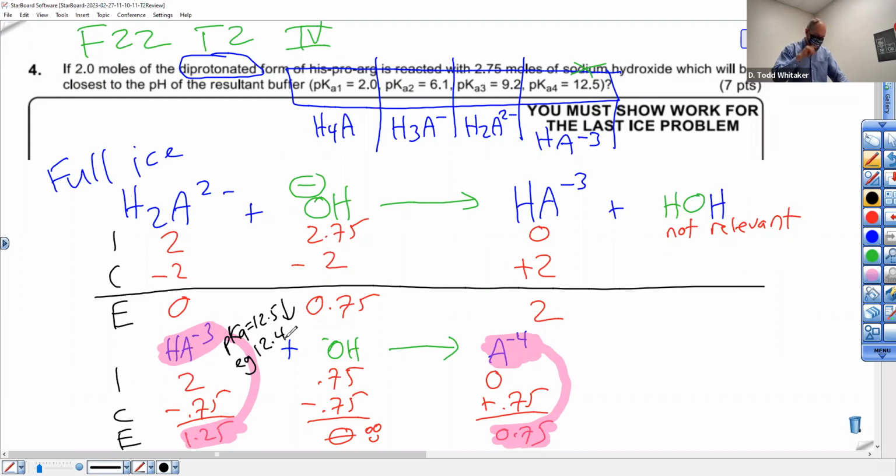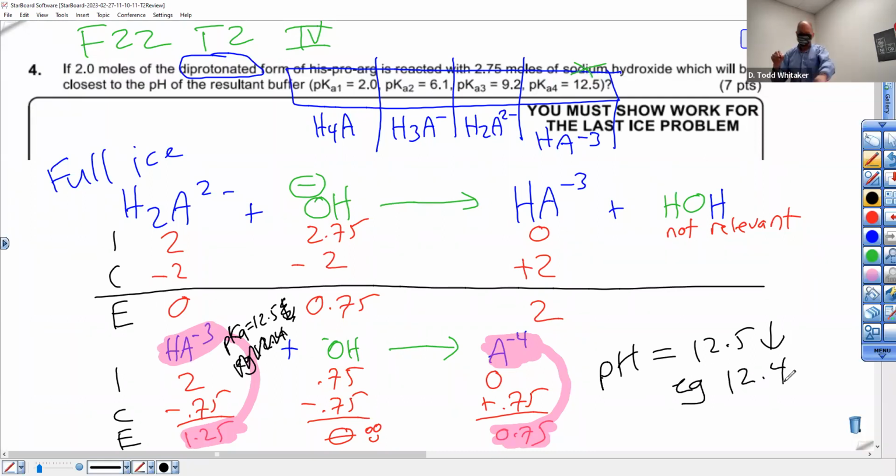I shouldn't have, you know, pH is 12 point, I didn't give good wording at all. pH equals 12.5 down, should have been my wording. pKa is 12.5, I can't change that. For example, 12.4, pH.